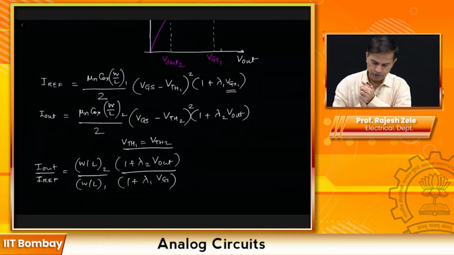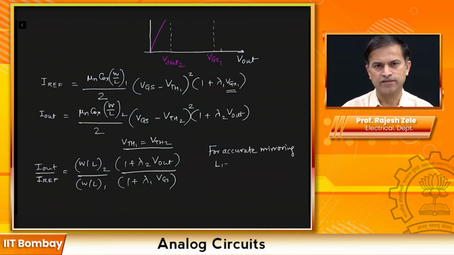If you choose the same length for both the devices, then it makes sense that you would get the same lambda, and it would be easier for us to replicate them. So for accurate mirroring, you can keep L1 equal to L2, which will give us lambda 1 equal to lambda 2, and let's say that's equal to lambda for a minute.